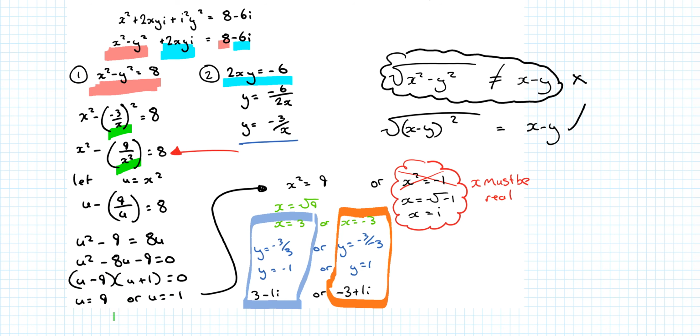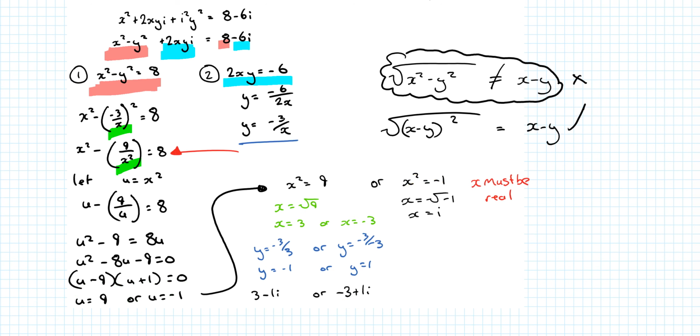Well, what have I said u is? u is equal to x squared. So either x squared is equal to 9 or x squared is equal to minus 1. But that would mean that x is equal to the square root of minus 1 and then x is equal to i.